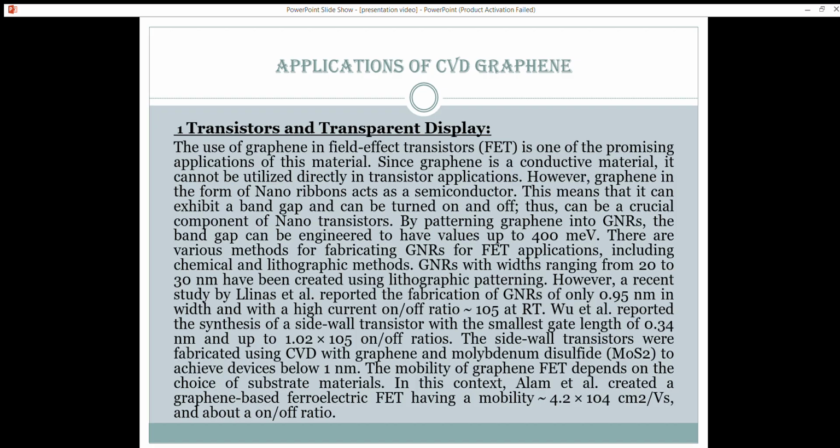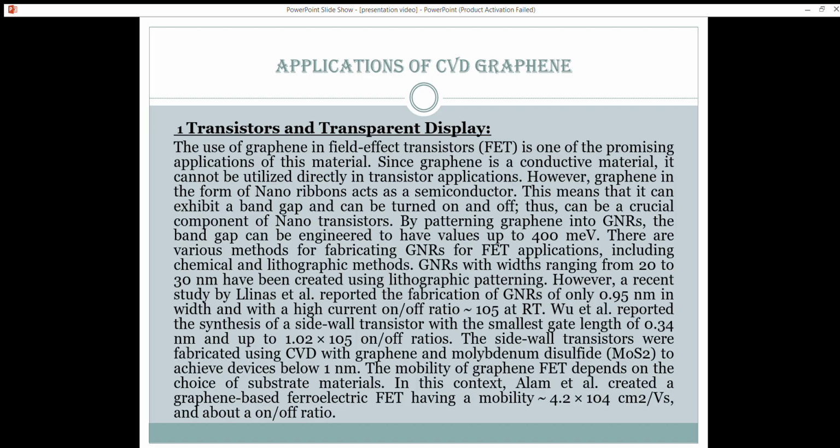Since graphene is a conductive material, it cannot be utilized directly in transistor applications. However, graphene in the form of nanoribbons acts as a semiconductor. This means that it can exhibit a band gap and can be turned on and off, and thus can be a crucial component of nanotransistors. By patterning graphene into GNRs, the band gap can be engineered to have values up to 400 volts. There are various methods for fabricating GNRs for field effect transistor applications, including chemical and lithographic methods.